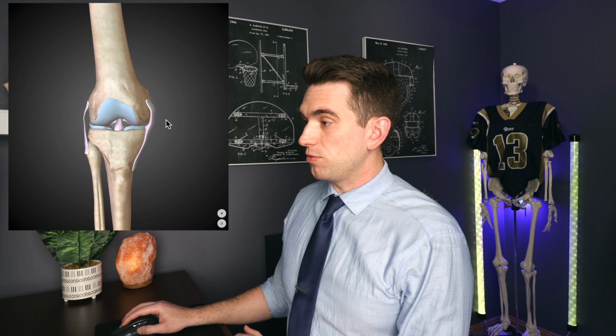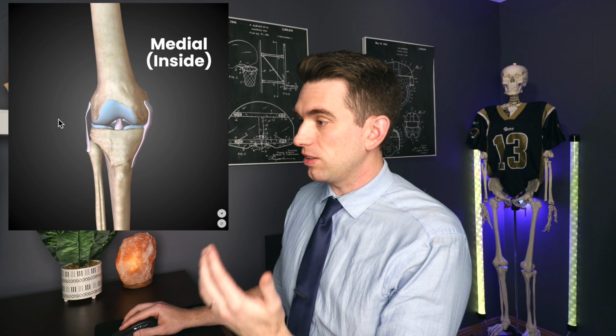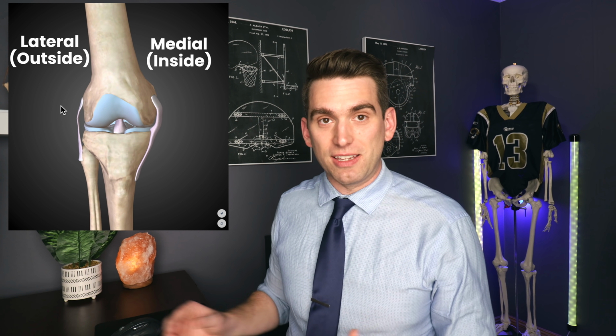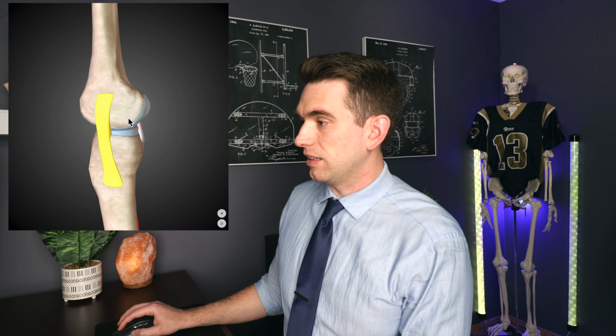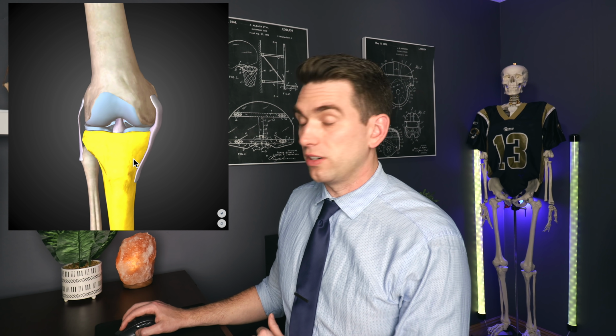Here we're looking basically straight on from the front. So to the right here, where my arrow is, is going to be the medial or inside of the leg. And then here on the outside, where the arrow is now, is going to be the lateral or the outside of the knee. The MCL is this ligament that lives here on the inside of the knee, running from the femur down along the tibia.